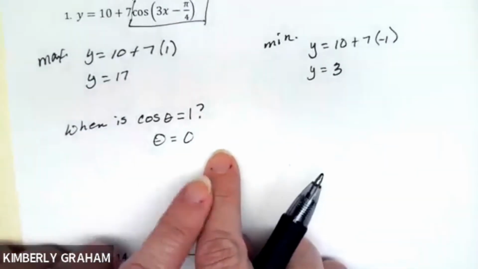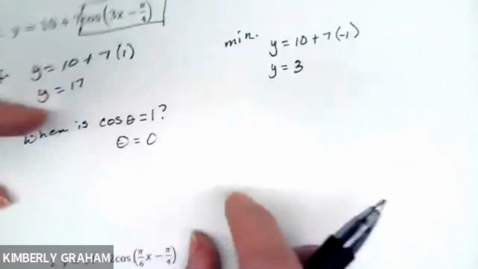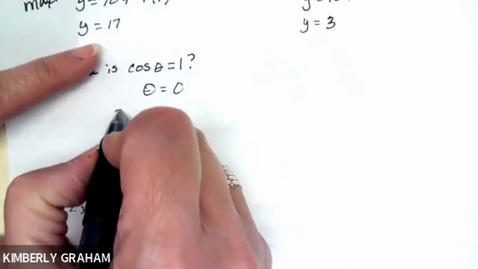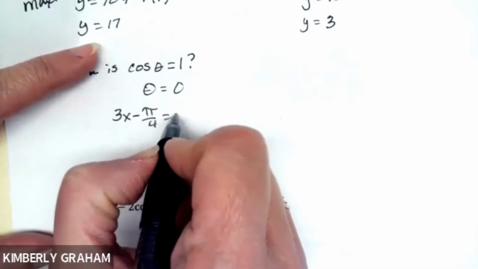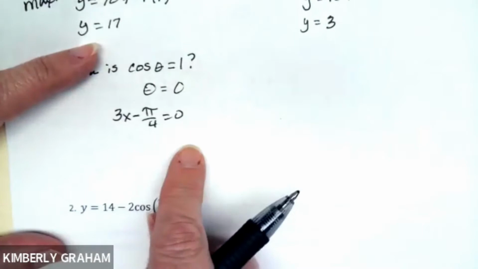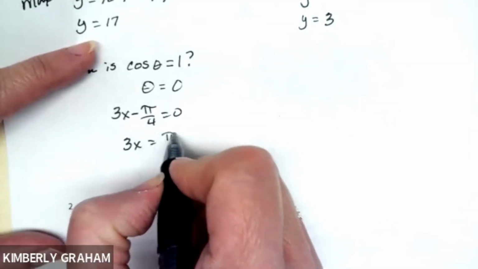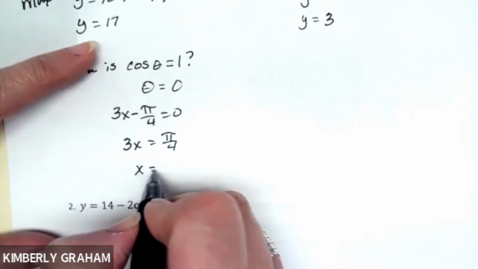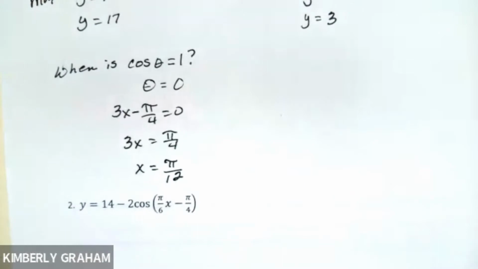Well, I really am not using theta. I'm using 3x minus pi over 4. So I want to know, when does 3x minus pi over 4 equal 0? So I just have this equation I need to solve. So when 3x equals pi over 4, or when x equals pi over 12, that will give me my maximum.